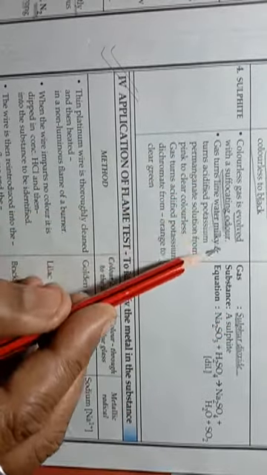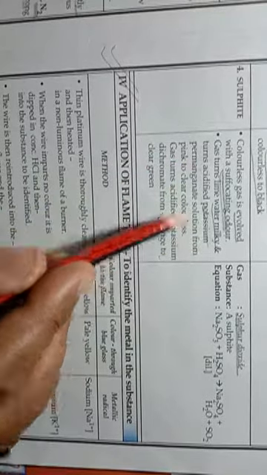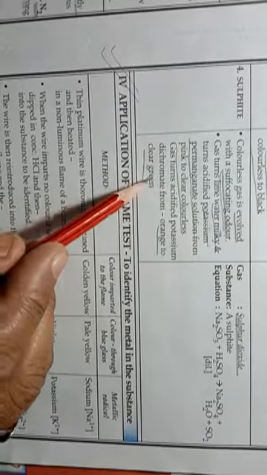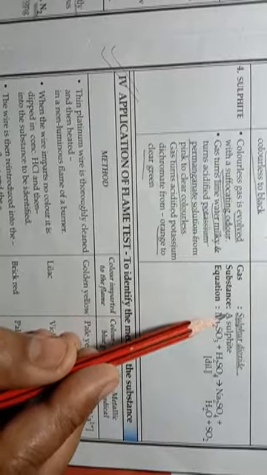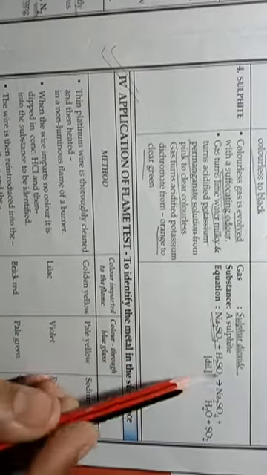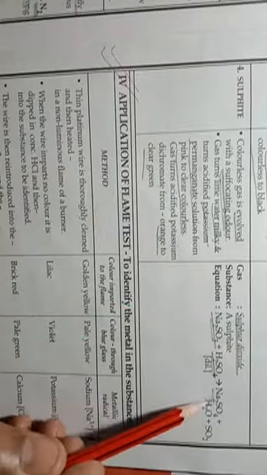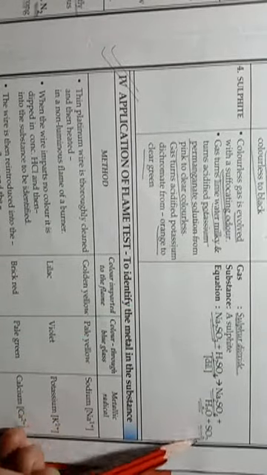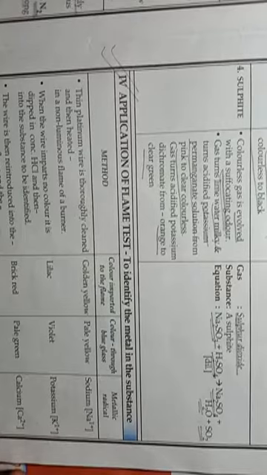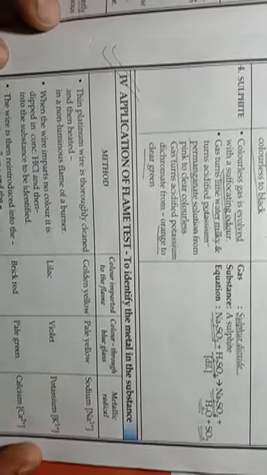The gas turns lime water milky, as in the case of CO2, turns acidified potassium permanganate solution from pink to colorless, and turns acidified potassium dichromate from orange to green. So these two observations are different from CO2 gas. Okay. So when a metallic sulphite like sodium sulphite is reacted with dilute sulfuric acid, sodium sulphate, water and SO2 gas are formed, which is a suffocating odor gas.